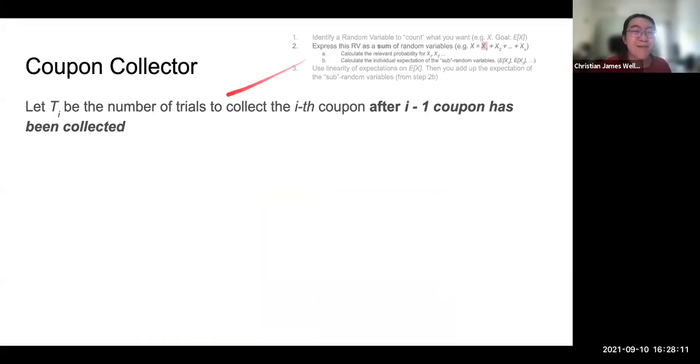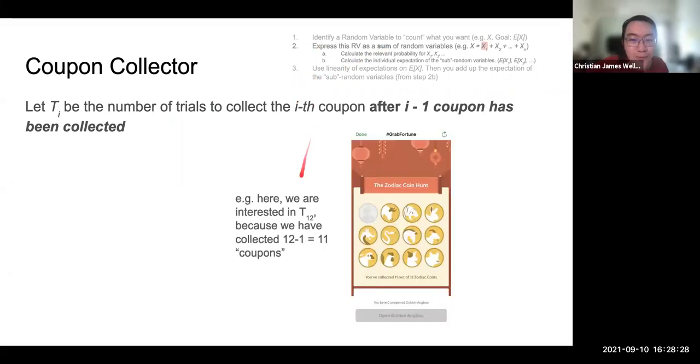Let Ti be the number of trials to collect the ith coupon. What this means is that I finished collecting i-1 different coupons, and I want to get the ith coupon, the ith kind, for example. So this is step 2 in my pattern. For example, here maybe I've collected 11 coins, and I want to collect the 12th coin. So this is T12. Hopefully this formalization makes sense.